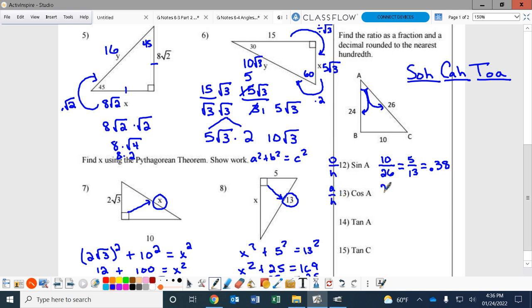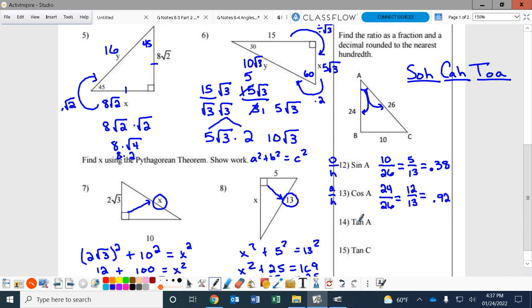The adjacent side is going to be 24 over the hypotenuse, 26. 24 over 26 will reduce down to 12 over 13. And as a decimal, that's going to be 0.92, rounded off to 2 decimal places.